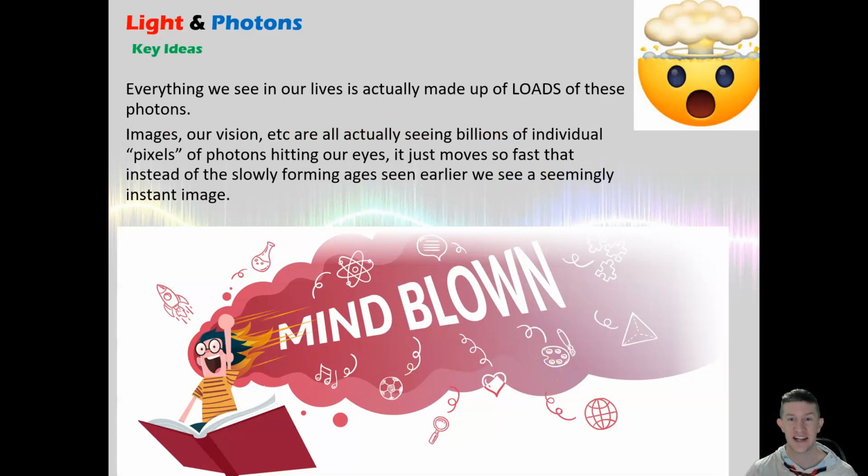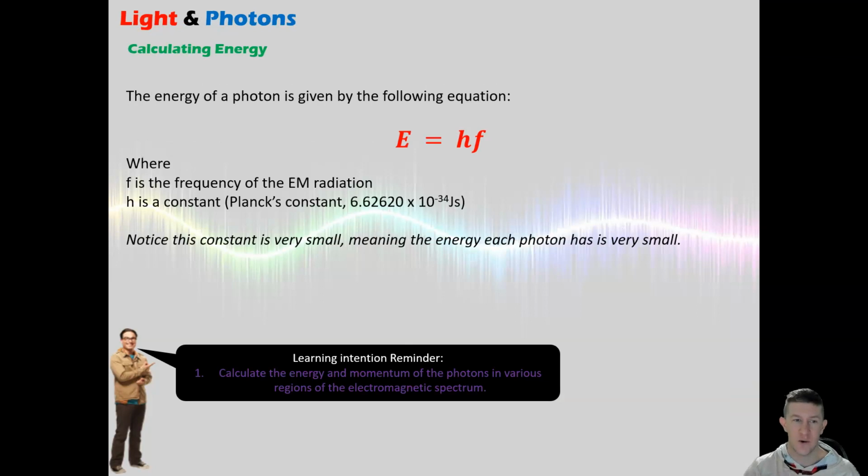Everything we see in our lives is actually made up of loads and loads of these photons. Images, our vision, all of these are things where we're seeing billions and billions of individual pixels, which are actually these photons hitting our eyes. It just moves so fast that instead of forming that slow image that we saw earlier, it seems to be almost instantaneous, or for us, it is instantaneous. The energy of the photon is given by this equation, as we saw earlier, E equals hf. Notice that the constant is very, very small, so therefore the energy that each photon has is also very, very small. This links with learning intention 1, calculate the energy and momentum of the photon.